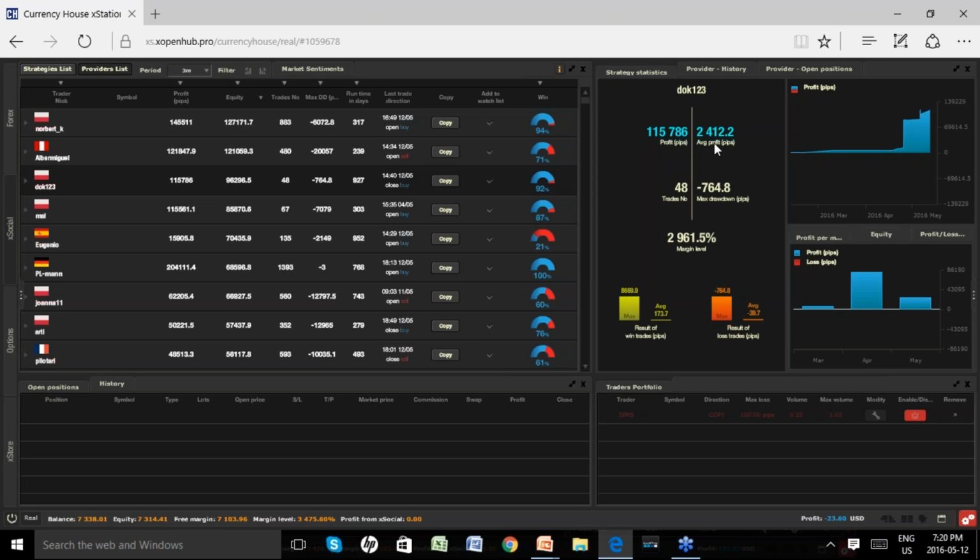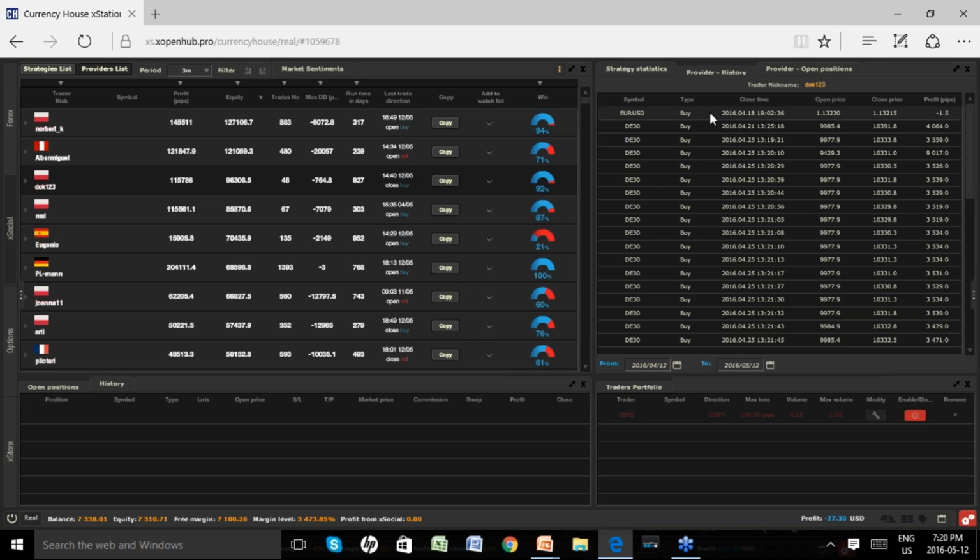Average profit, that's pretty huge. That means on every single trade they make about 2,500 pips. So that's really big. And then the overall profit so far is 115 pips, which is also huge. Okay, so everything looks good on the statistics. Let's look at the provider history. What does this trader like to trade? DE30 is something you're going to see a lot.